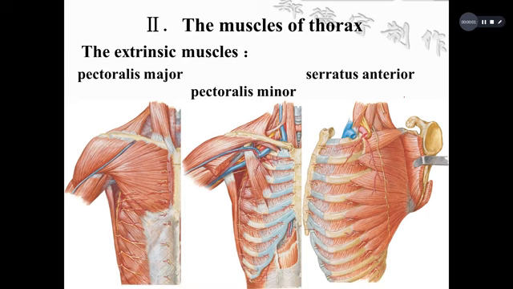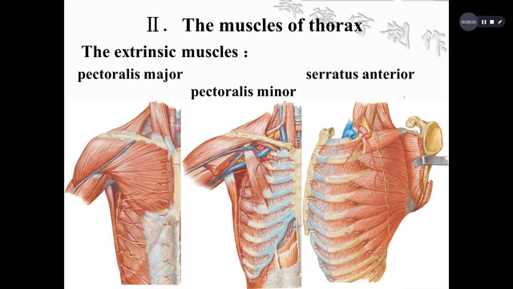Let's move on. The muscles of the thorax include two parts, intrinsic muscle and extrinsic muscle. The intrinsic muscle originates from the thoracic cage and terminates at the thoracic cage. The extrinsic muscle originates from the thoracic cage and terminates at the upper limb.